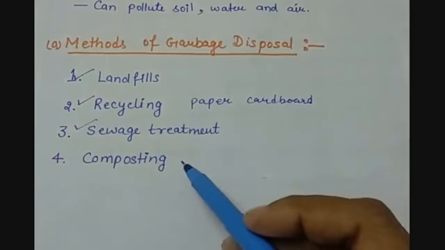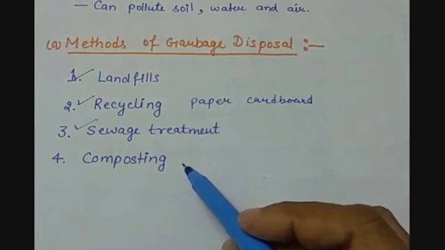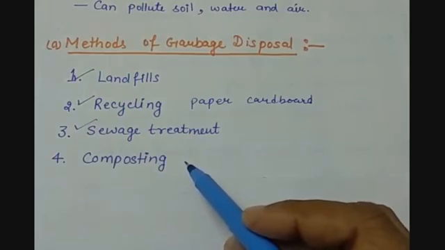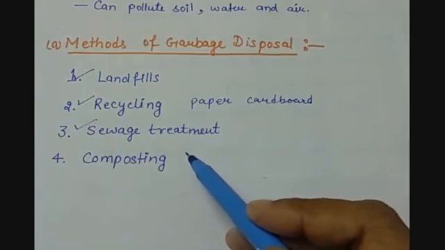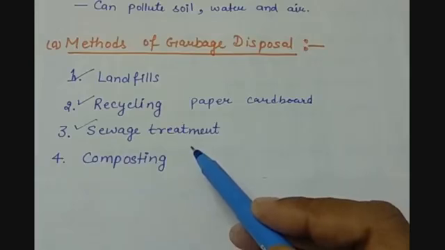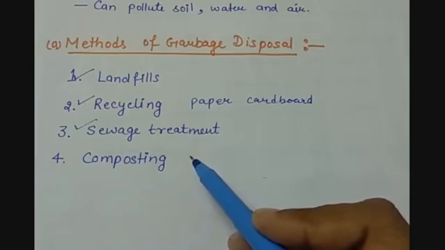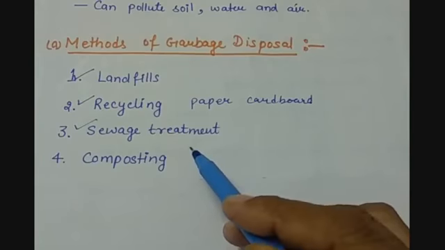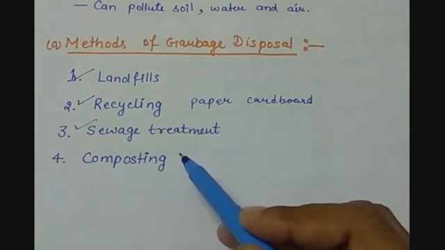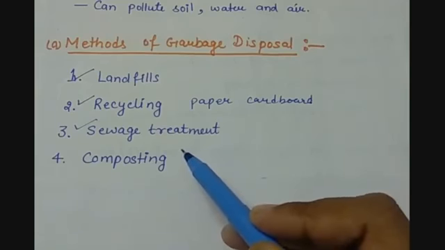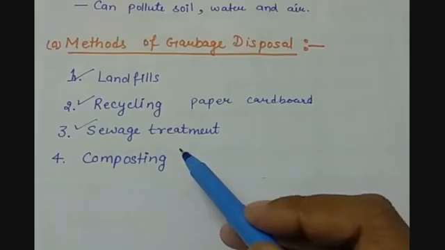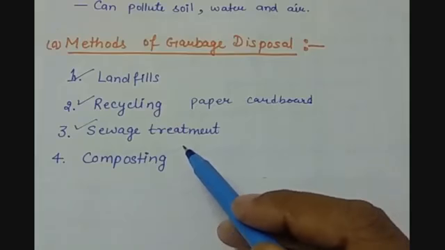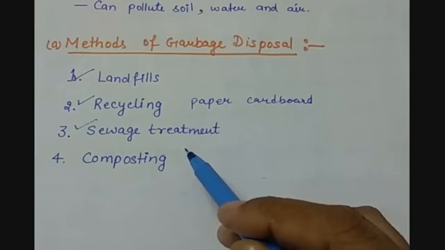Then we have the fourth point, which is composting. Compost means to produce manure. Composting is a process of converting organic matter like fruit or vegetable peels, tea leaves, or the waste products from the kitchen. They can be converted into compost, because all these organic matters have many nutrients in them.